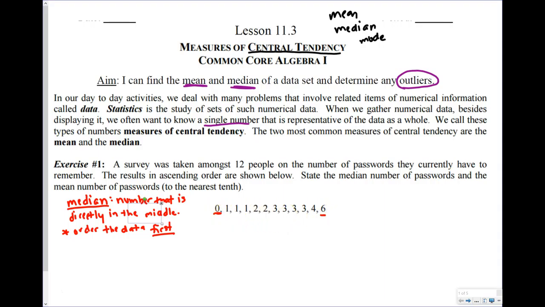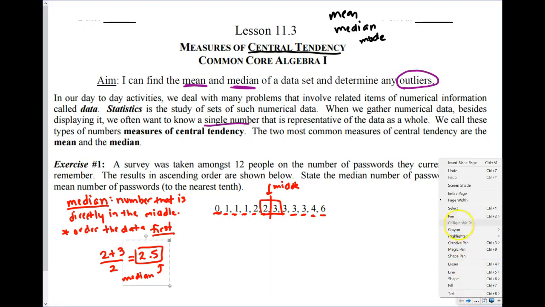So here's 1, 1, 2, 2, 3, 3, 4, 4, 5, 5. So I see that this 2 and this 3 are the numbers directly in the middle. Okay, so these are the middle two numbers. So the median would be 2 plus 3 divided by 2. So I want to find out basically what's halfway between 2 and 3, and halfway between 2 and 3 is 2.5. So my median is 2.5. Okay, it's that number directly in the middle. So the median is that middle number.